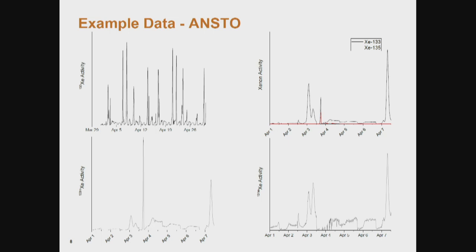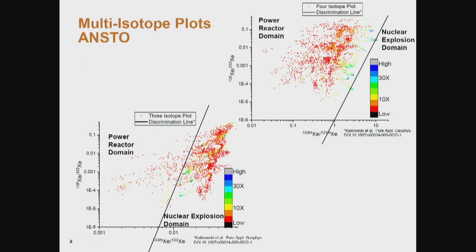So again, let's take the same data and move to the multi-isotope plots. And here they are again, the same plots as you saw before. Let's start in the bottom left again. This is a 3-isotope plot, and you see the same generic trends as we saw with the IRE data. Most of the data points are arriving in the nuclear explosion domain as opposed to the reactor domain.